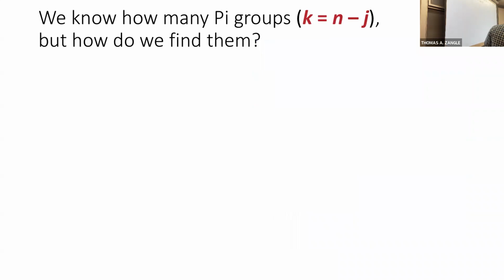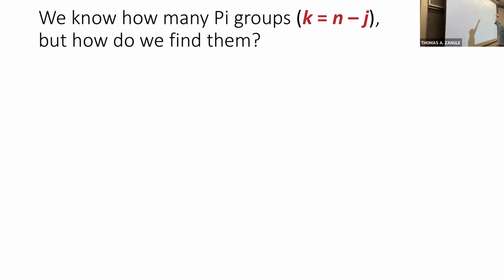Right. So on Friday, I said we're going to do simple math on Friday. So we did k is equal to n minus j was the primary expression that we used. And we said that that would be the number of pi groups, the number of dimensionless groups that we can use to solve a problem.